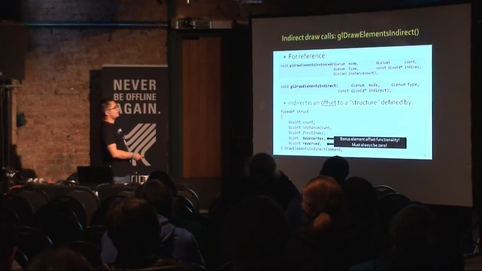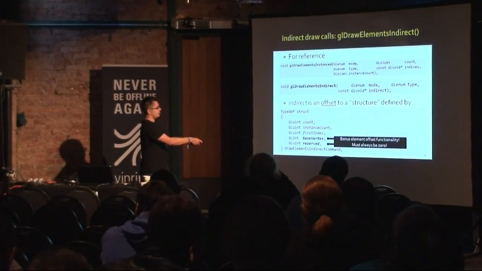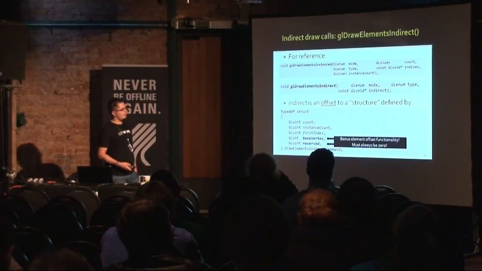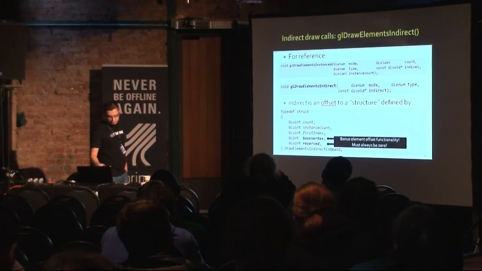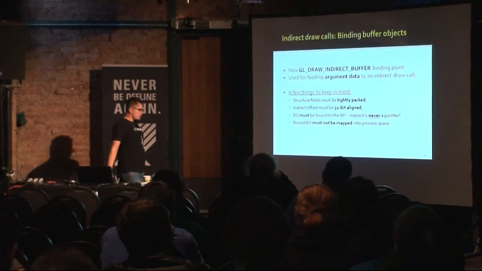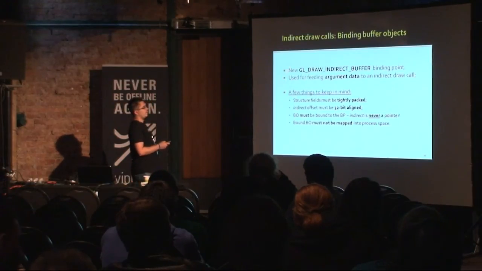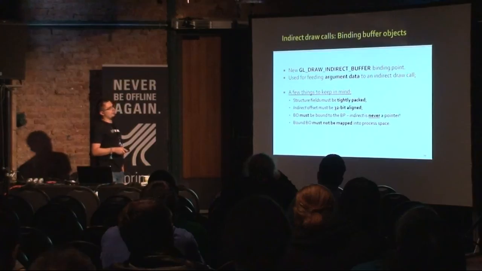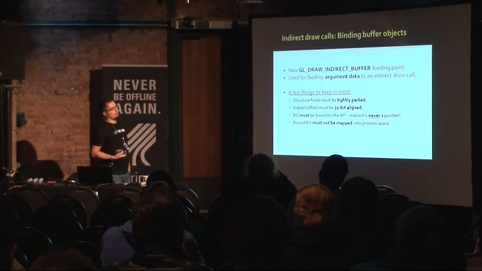So this is something that could be achieved with indirect draw calls, where you would store arguments like this in a buffer object, and then use that buffer object region for the glDrawElementsIndirect call, for instance. Now, there are a few things that we need to keep in mind. First, very important: if you want to use this functionality, you need to bind your buffer object region to a new binding point, which is GL_DRAW_INDIRECT_BUFFER. This is used for feeding argument data to an indirect draw call.